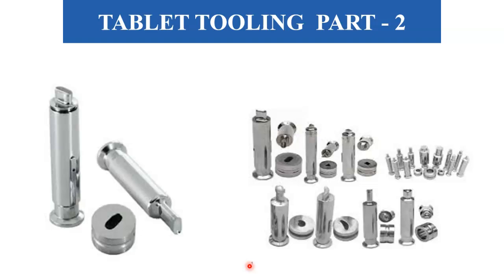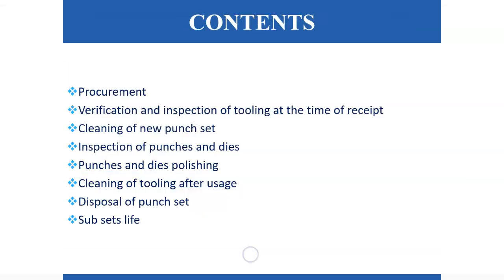In this video, we will discuss tablet tooling. This is the second part of tablet tooling. The content of this video is procurement of tooling, verification and inspection of tooling at the time of receipt, cleaning of new punch set, inspection of punches and dies, polishing, cleaning of tooling after use, disposal of punch set, and punch set life. We will discuss one by one.